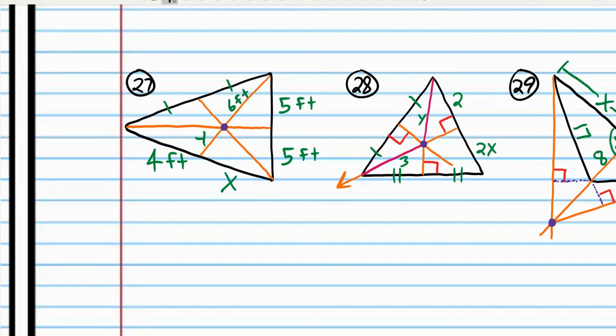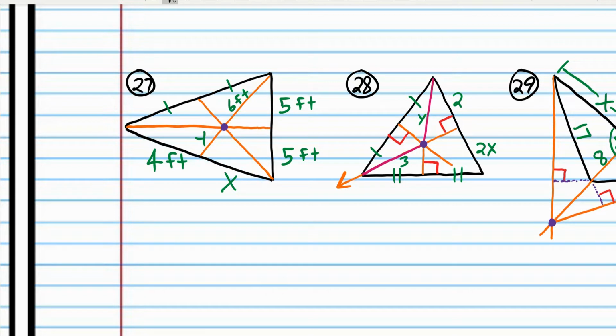So this median and this median, they intersect at that purple point. So that purple point must be the centroid. So if you have another segment going from this corner through the centroid, it must be a median, meaning x must be equal to 4.